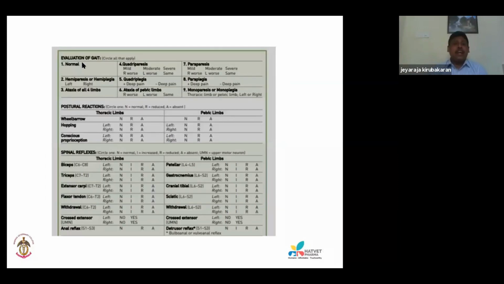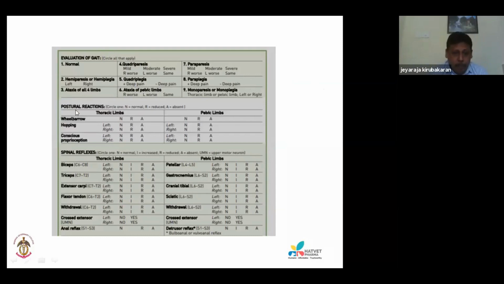Then you do evaluation of gait, whether it's normal, whether it's a quadriparesis or paraparesis, whether it's hemiplegia or a quadriplegia or paraplegia, all those things, or simple ataxia of all 4 limbs or only the pelvic limb or only one limb is involved. You're trying to mark it here.